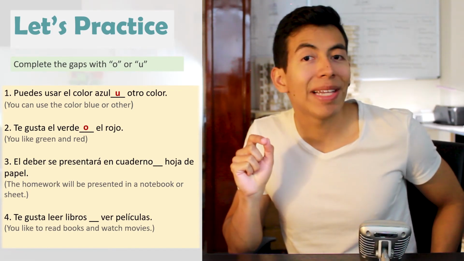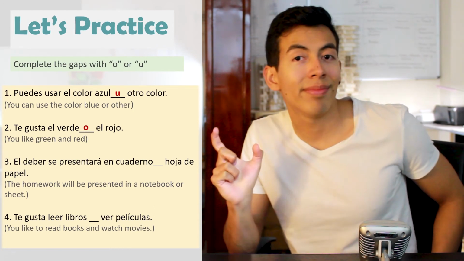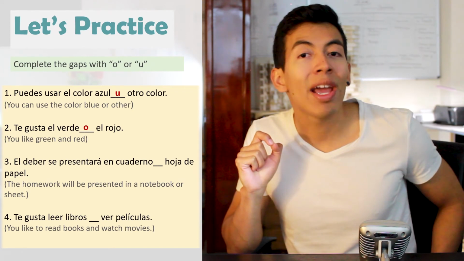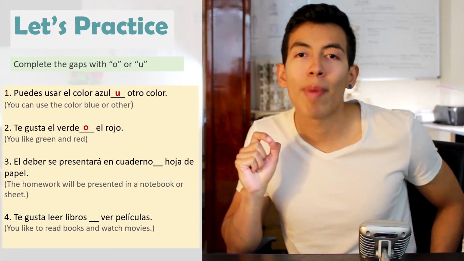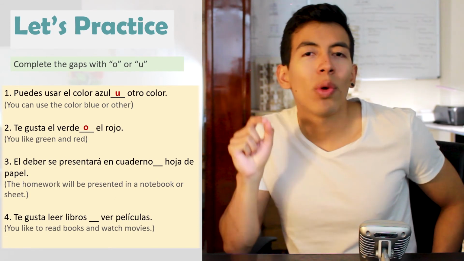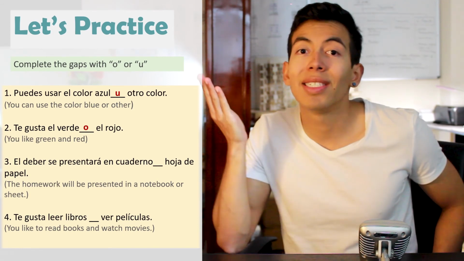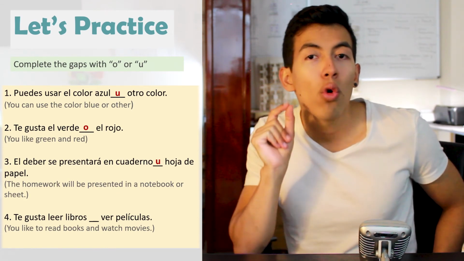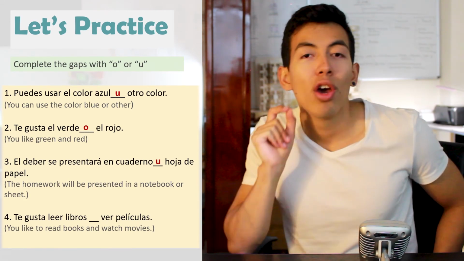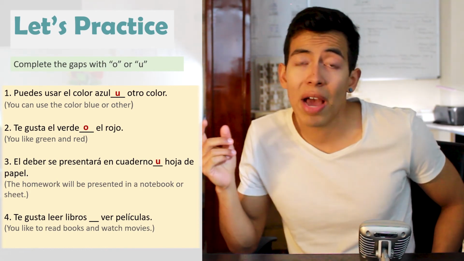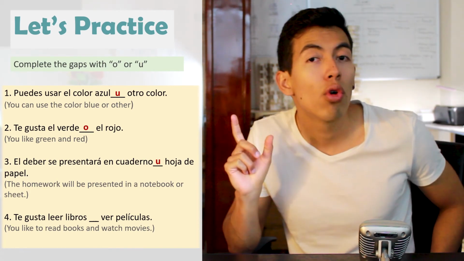Number 3. El deber se presentará en cuaderno, hoja de papel. What do you think? The word hoja starts with H, but the H is silent, so we have to use U. U hoja de papel. The H is silent and we have the O sound, so U.